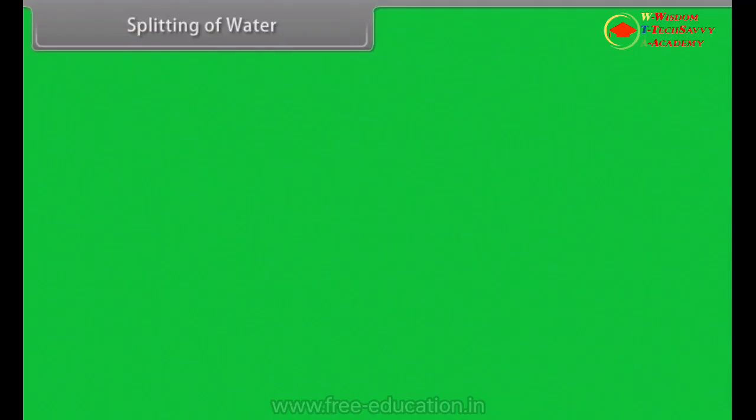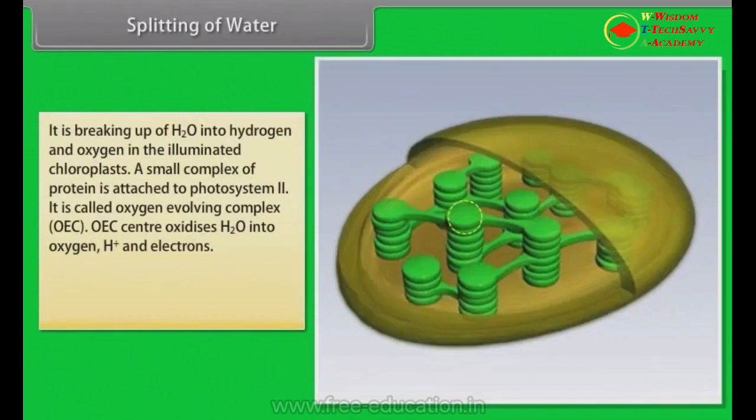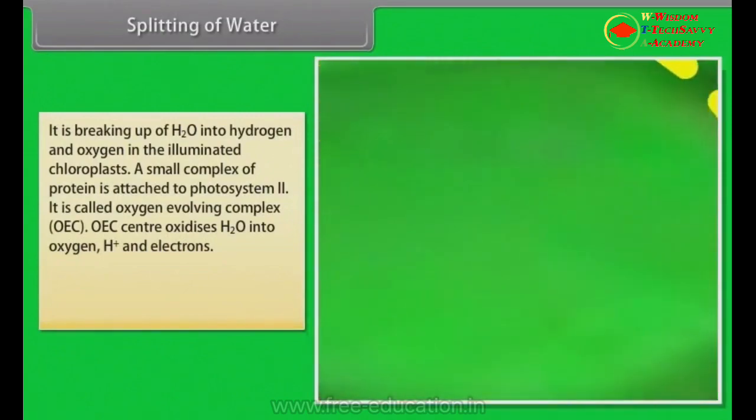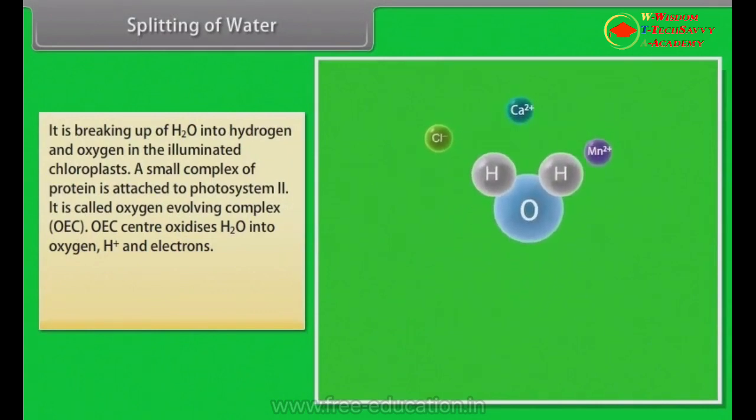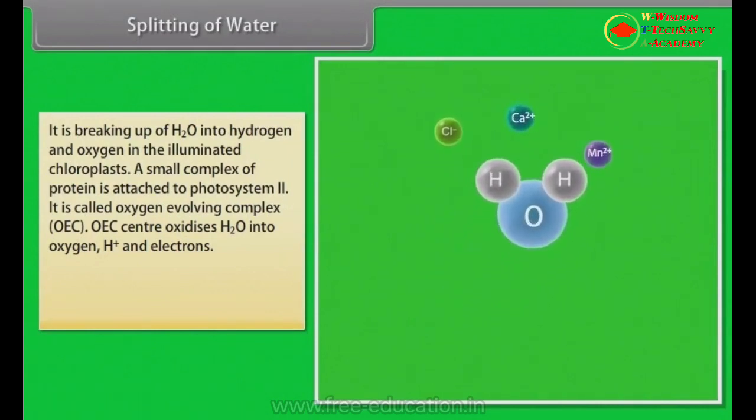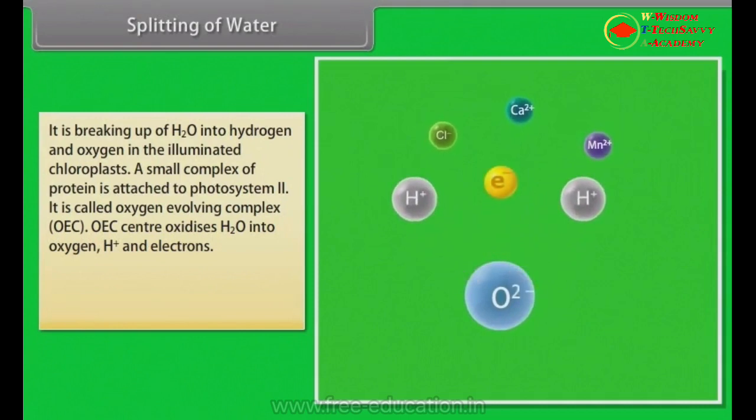Splitting of water. It is the breaking up of H2O into hydrogen and oxygen in the illuminated chloroplast. A small complex of protein is attached to photosystem 2. It is called the oxygen evolving complex. The OEC oxidizes H2O into oxygen, H+ and electrons. Cl-, Ca2+, and Mn2+ are required during this process.